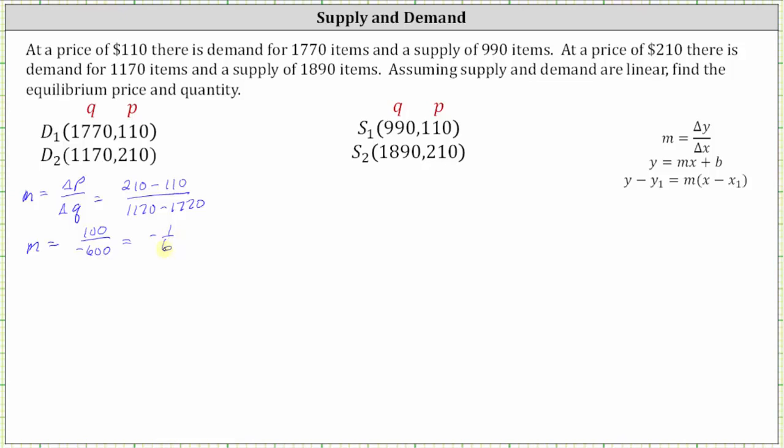From here, we'll use the point slope form of a line, where m is the slope and x sub 1, y sub 1 is 1 point on the line, in order to find our equation for the demand. Of course, instead of x and y, we'll be using q and p. So our slope is negative 1/6, and let's use the first point. This gives us the equation p minus 110 is equal to negative 1/6 times the quantity q minus 1,770. And now we solve for p.